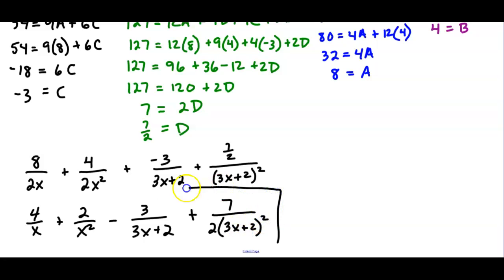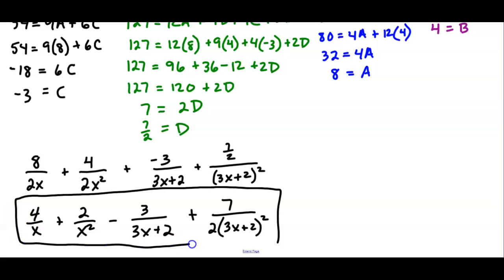So I just wanted to do that problem because it had a few extra little things that we hadn't shown before, but that's the answer. So, okay.